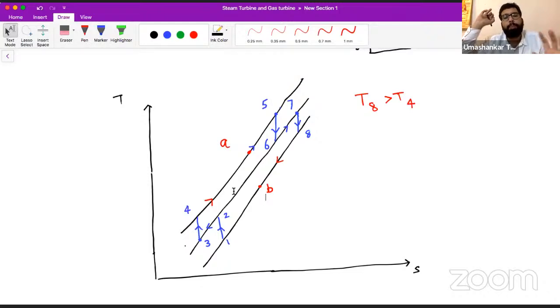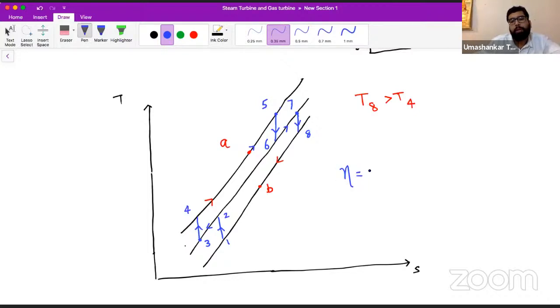So the complete cycle you have on your screen is 1, 2, 3, 4, A, 5, 6, 7, 8, B, 1. This is your complete cycle with all the spices in it. Intercooling is there, regeneration is there, reheating is there. So everything is here. Now quickly let's write the efficiency of it.